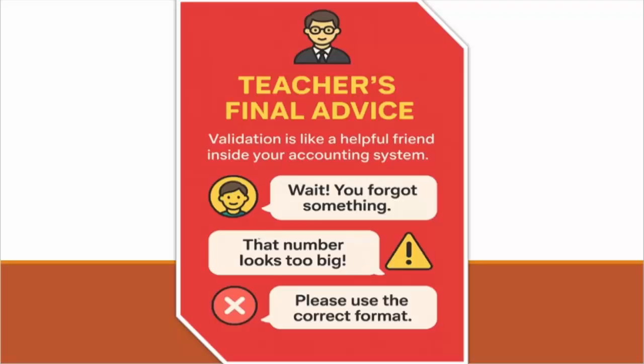Teacher's final advice: validation is like a helpful friend inside your accounting system. It tells you, wait, you forgot something. That number looks too big. Please use the correct format. It protects your business, saves time, and makes you look professional. Always read error messages. Always double-check your work. This complete lesson comes from section 7.3 of your official FIA FA1 textbook.